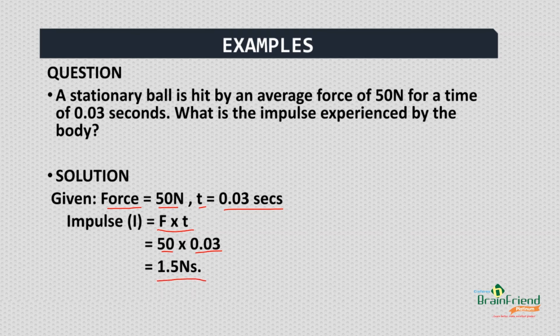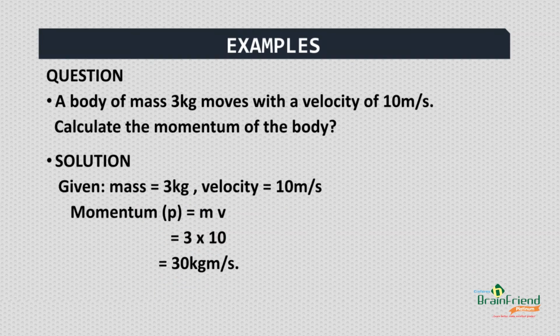Let's see another example. A body of mass 3 kg moves with a velocity of 10 meters per second. Calculate the momentum of the body. Solution. We are given 3 kilograms as our mass and the velocity is 10 meters per second. I'm sure you still remember the formula for momentum, which is mass times velocity. Inputting the parameters, we have our mass is 3 kilograms and our velocity is 10 meters per second. When you multiply both, we have 30 kilogram meters per second.